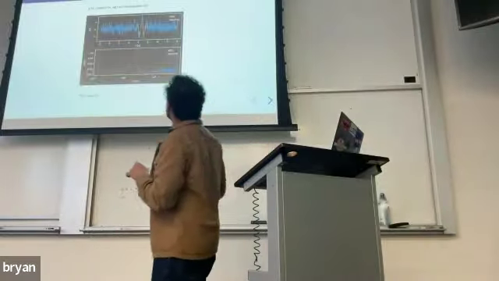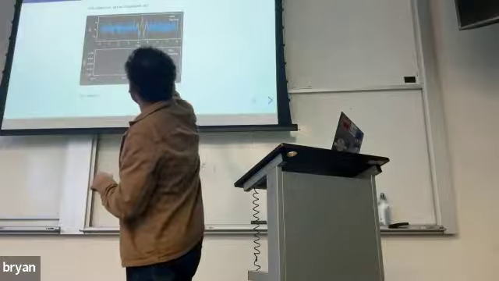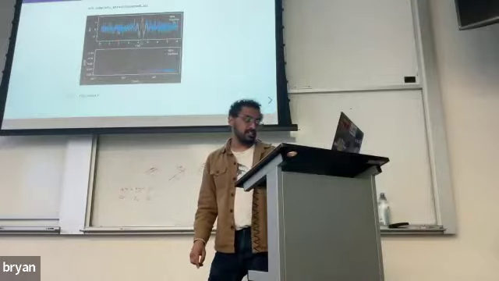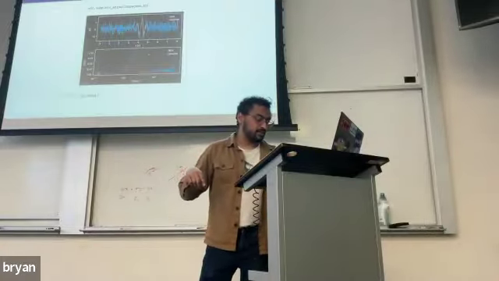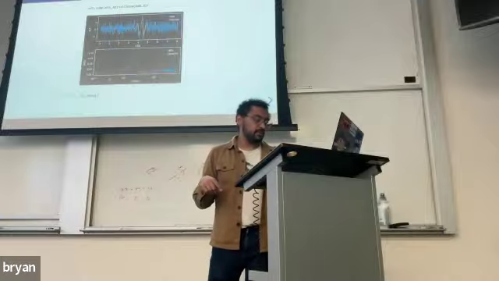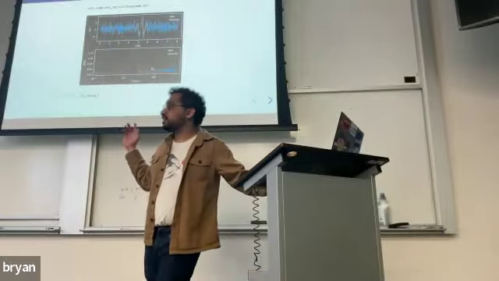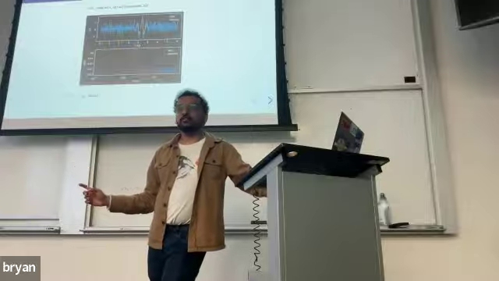Sorry, this is sort of what the data looks like in time domain. The blue traces here are the data itself, and this orange curve here is the simulated signal, the injection that I put in. And in frequency domain, I've also plotted this, where the blue trace is again the Fourier transform of the noise, and the orange curve is the Fourier transform of the injection.